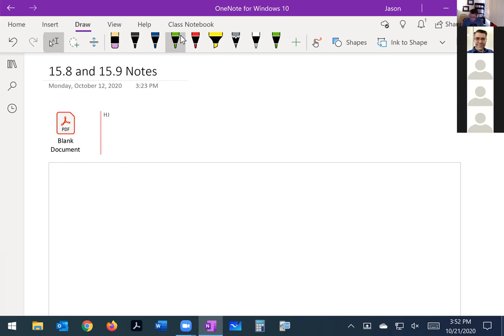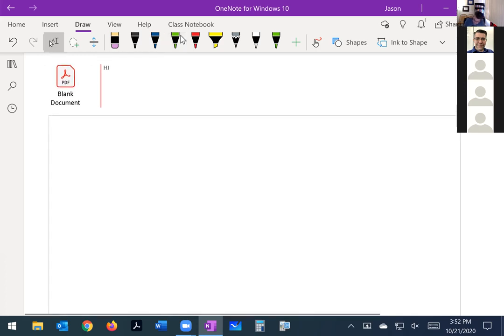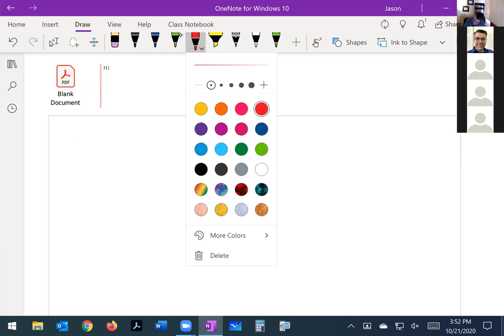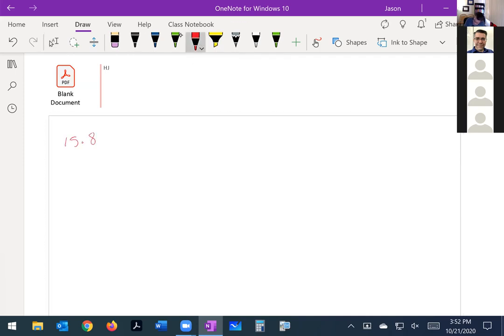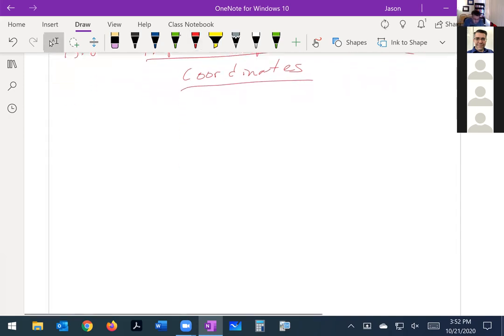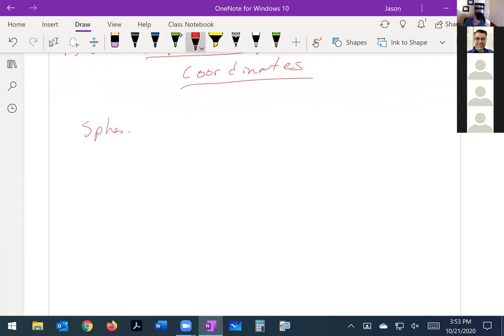Okay, 15.8. Actually, you know what? I don't know. Okay, 15.8. Triple integrals in spherical coordinates. Okay, so what are spherical coordinates?